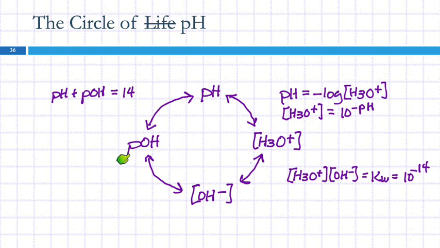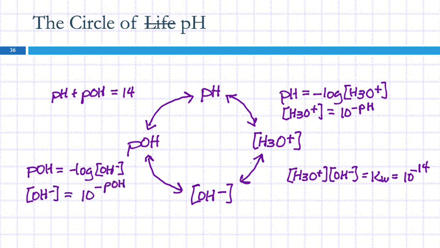We didn't talk about the relationship between pOH and OH minus very much. The equations are the same as these, just it's OH instead of H. pOH is negative log, hydroxide ion concentration, and hydroxide ion concentration is equal to 10 to the negative pOH. I present to you the circle of pH. Isn't it beautiful?